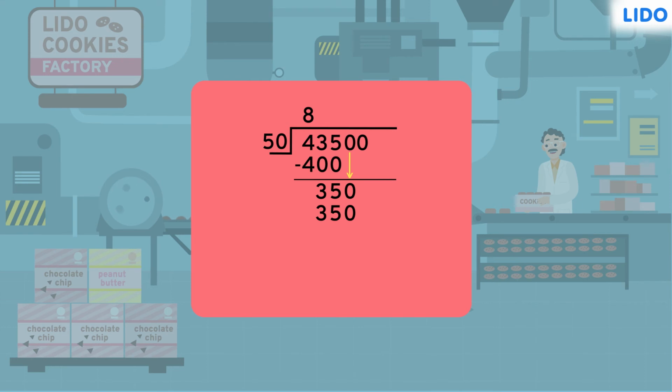350 divided by 50 equals 7. Accordingly, we'll write 7 in the quotient and continue the division till we get 0 as the remainder. Hence, the quotient is 870, which means every carton contains 870 cookies.